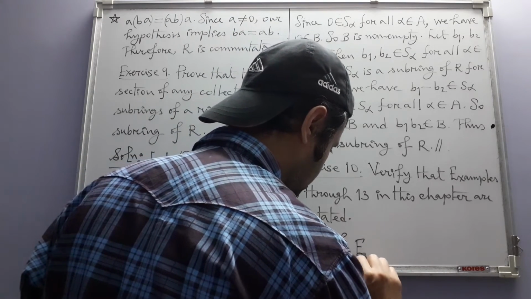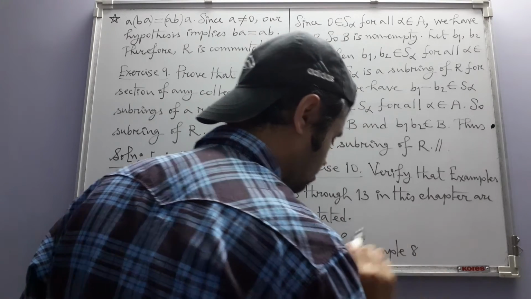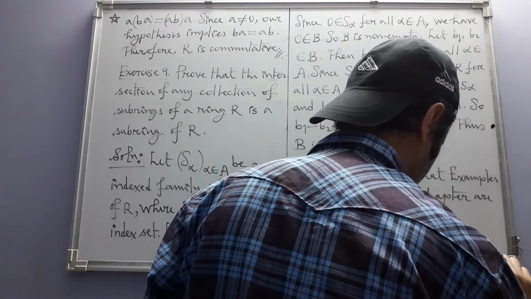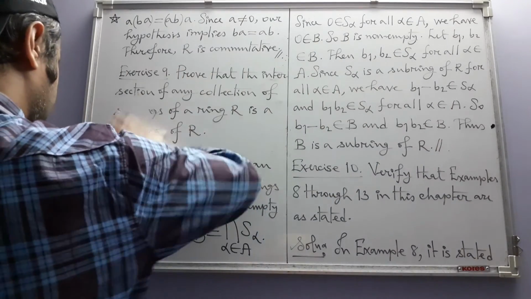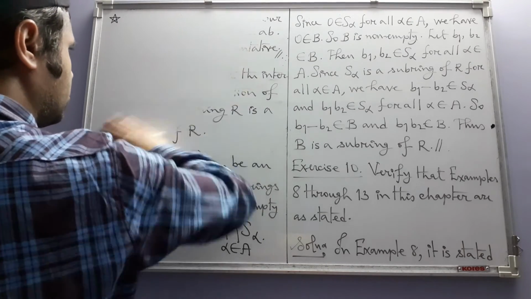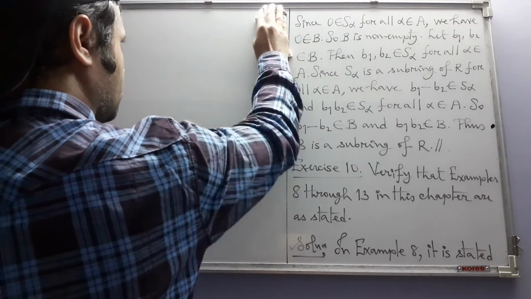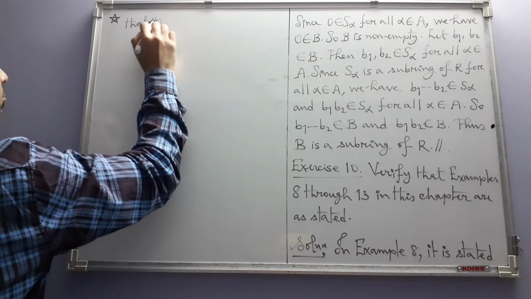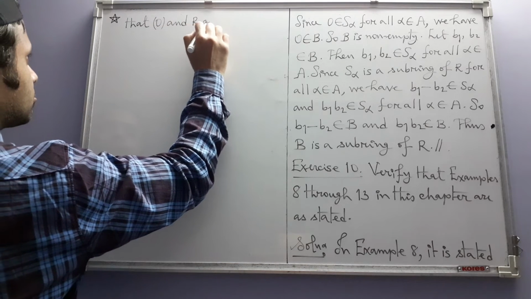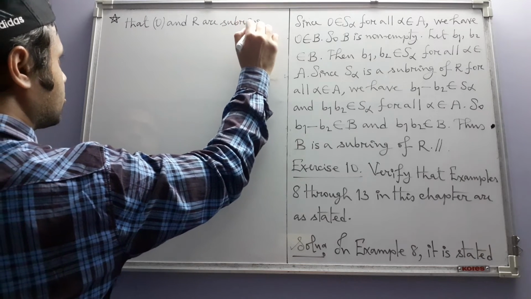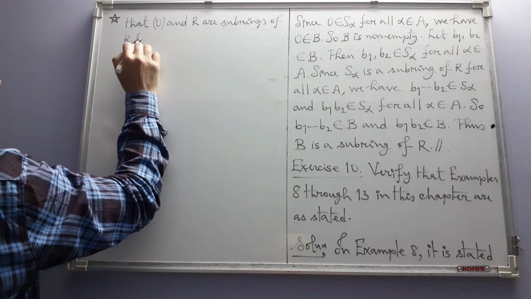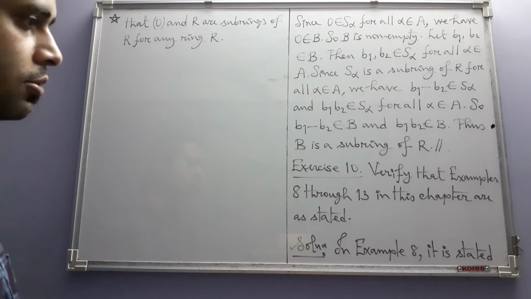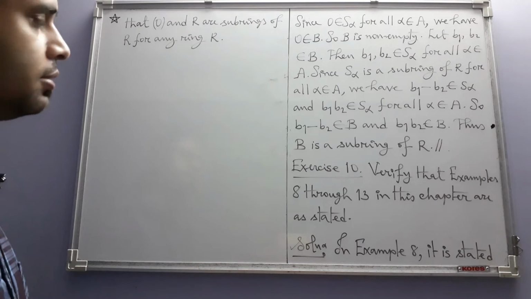In example 8, it is stated that the zero set and R are subrings of R for any ring R. So to verify this, you just have to apply the subring test.